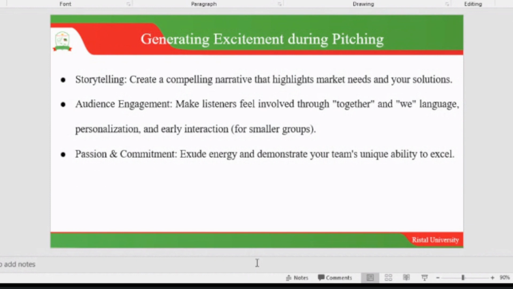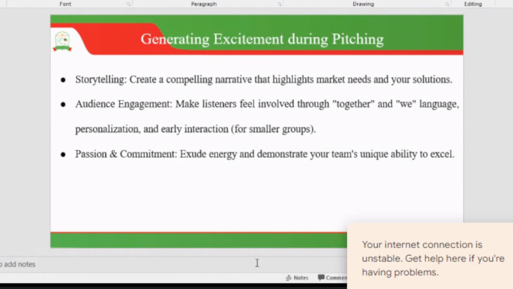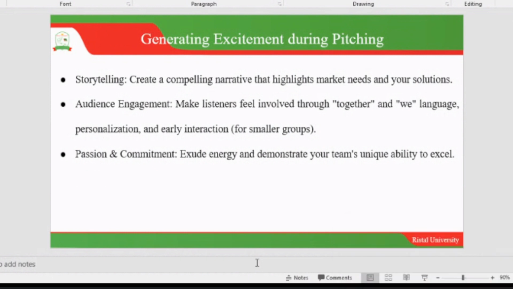Because it is through such a compelling narrative or story that you're able to raise excitement, and you cause that feeling in the audience that they really need to invest or support your idea.